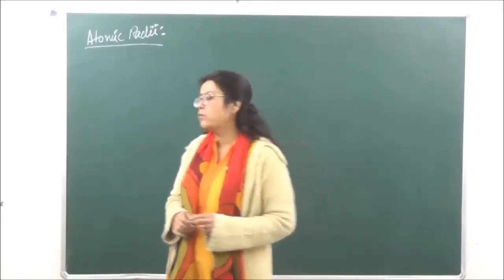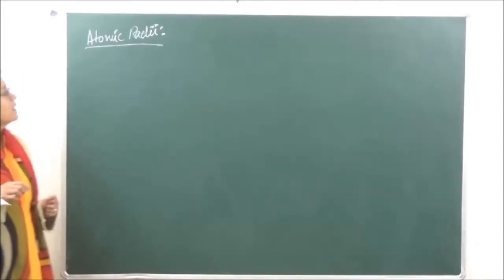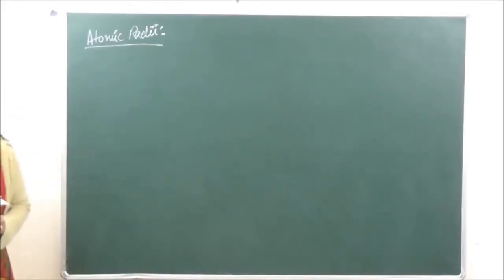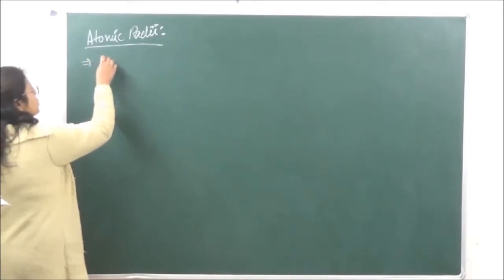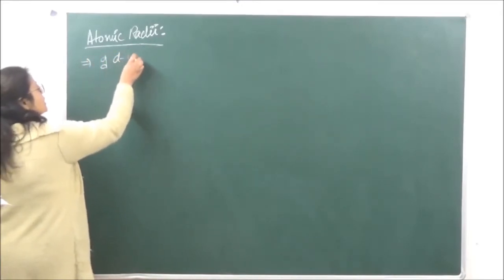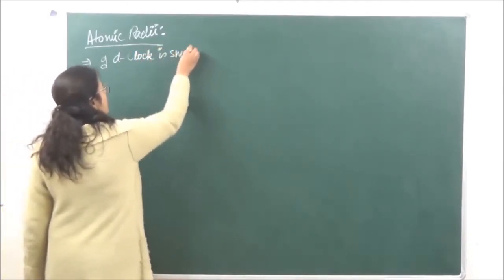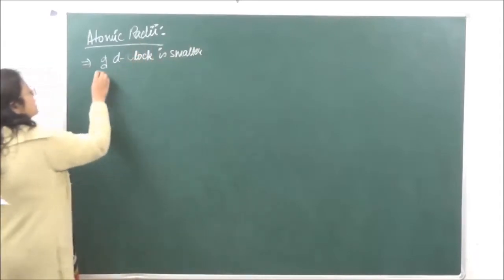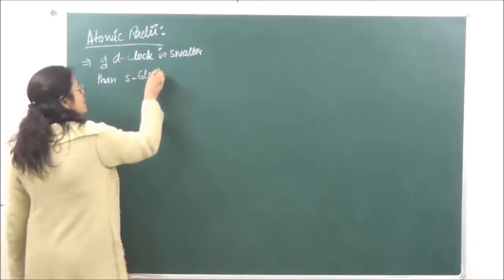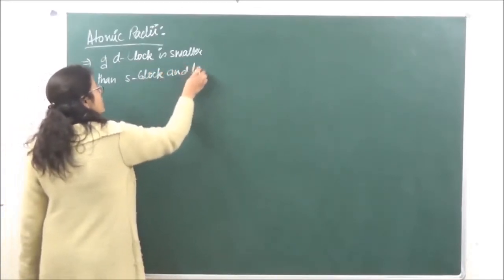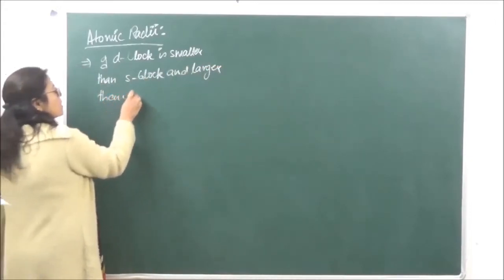Now today we are going to do a few more properties. The next one which we are going to discuss, that is the atomic radius. Now when we are talking of atomic radius, the atomic radius of D block is smaller than S block elements and larger than P block.